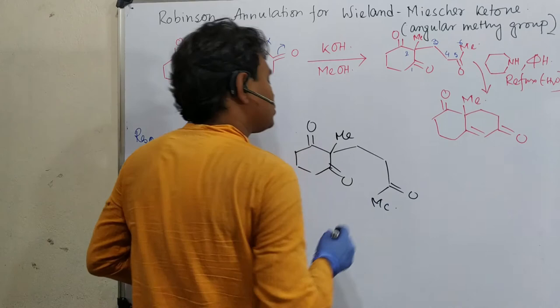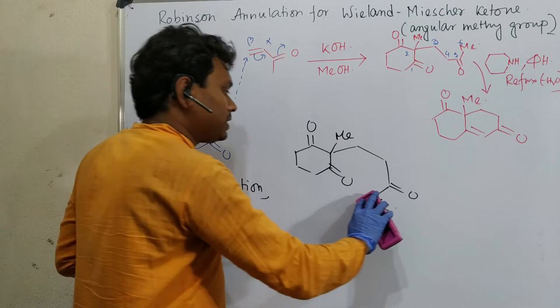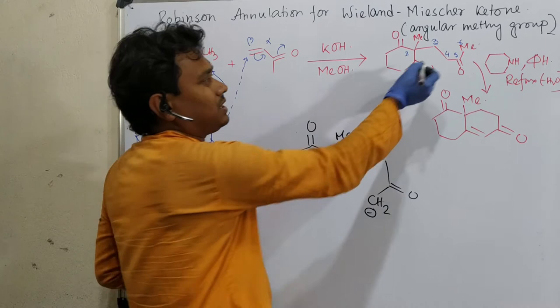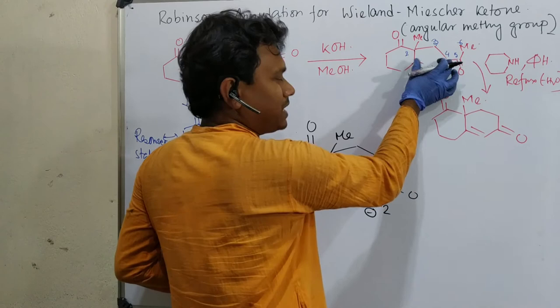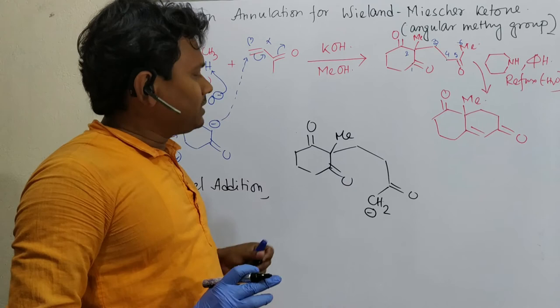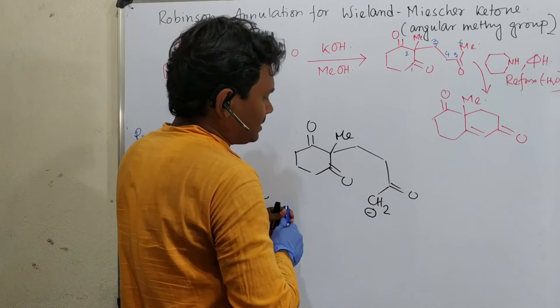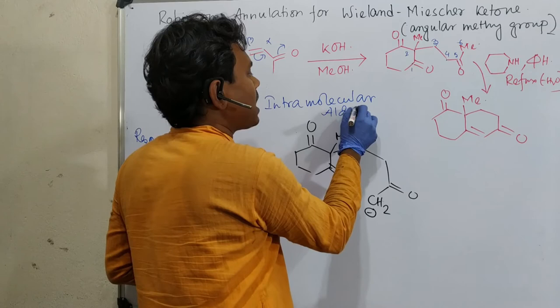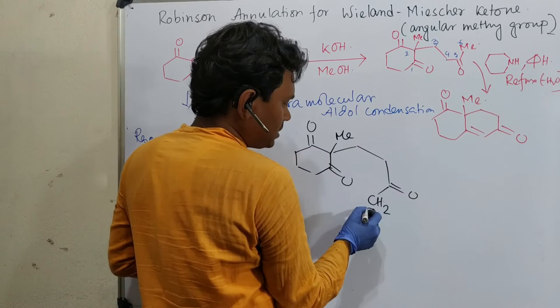This is a 1,6 position. So what can happen? In presence of base, this CH3 could be converted into this CH2 anion. You may argue, sir, there are 2 protons, so why not? If 1, 2, 3, 4, it may result in a 4-membered ring, not that stable. When there is an option, why would it happen? So fine, in the next step this is an intramolecular aldol condensation. It will go and attack here, it will open up, and it will result.